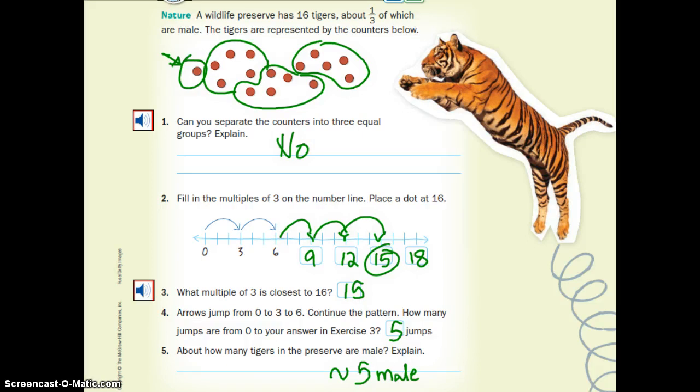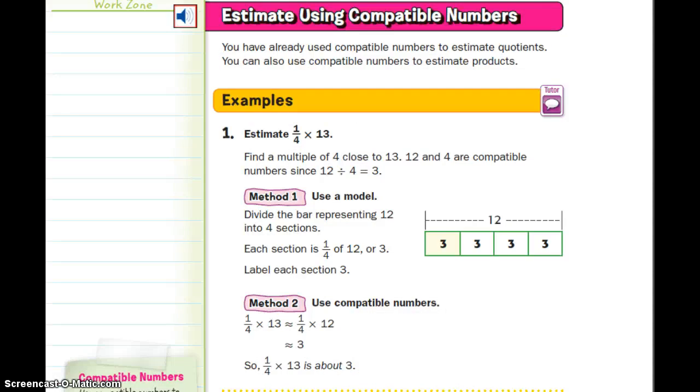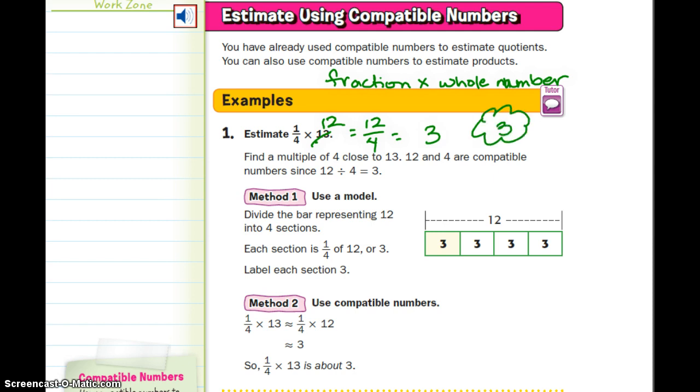All right, let's turn the page. First we're going to look at estimating using comparable numbers. This is when we're multiplying fractions and whole numbers, so we're multiplying a fraction times a whole number. So we need to look at multiples of the number. In this case, we have 1/4 times 13. Well, we know that the closest multiple of 4 would be 12, which would be 12 over 4, which is 3. So our estimate is 3.